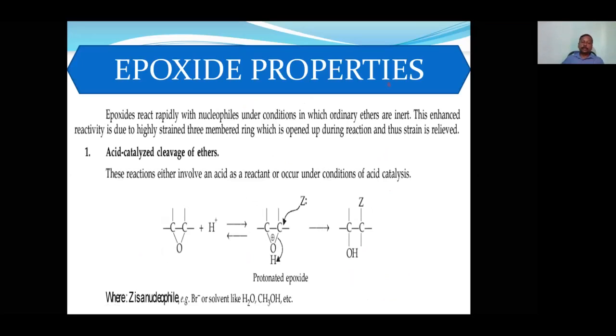Epoxide properties. Very important, cleavage of ethers. So if I do the H plus, the reactions either involve acid or acid catalysis. In the presence of H plus, definitely this lone pair will be donated to this H plus and this becomes positive. So this bond will break and, with H plus, suppose Cl minus. An example of Cl minus is Z. Z is a nucleophile. It can be Br minus, it can be H2O, it can be alcohol.